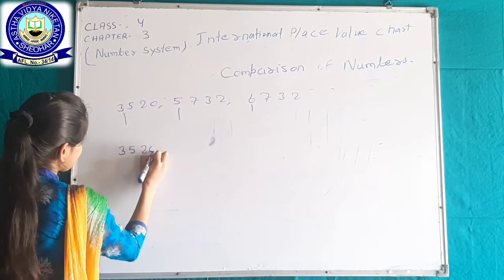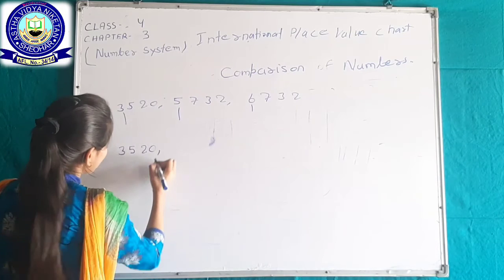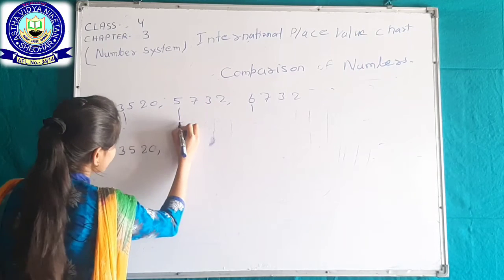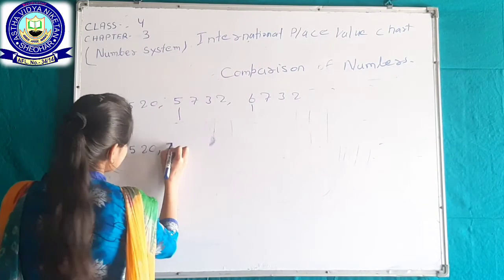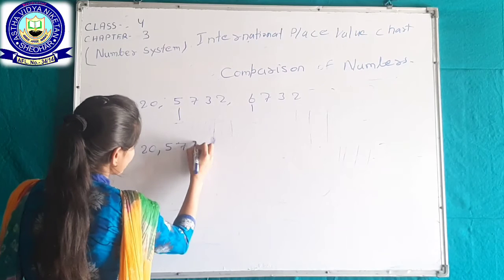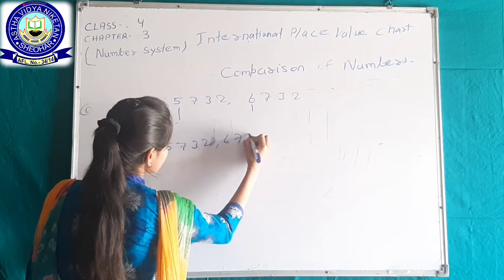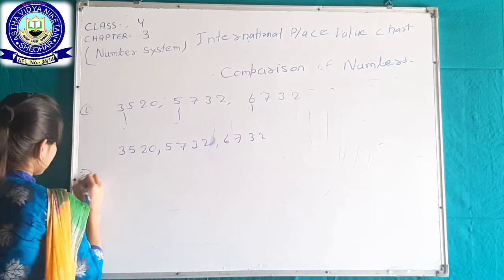3520, and after 3, 5 is greater, and then 6, 5732 and 6700. Let's see another example.